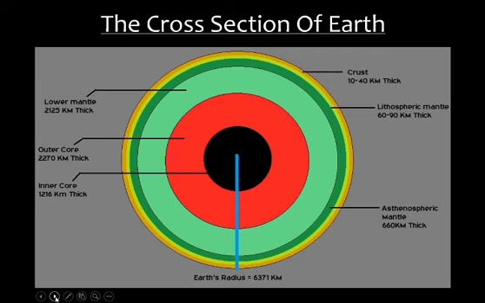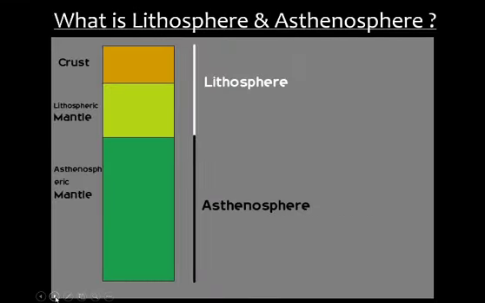To answer this question, we need to think about the outermost 200 km of the earth. This is the only part of the earth where the mantle can melt. We can consider the outermost 200 km of the earth as upper lithospheric mantle and crust and the underlying asthenospheric mantle. So what is lithosphere and asthenosphere?